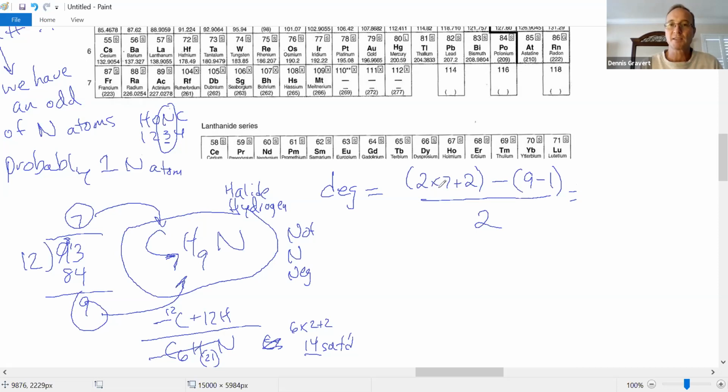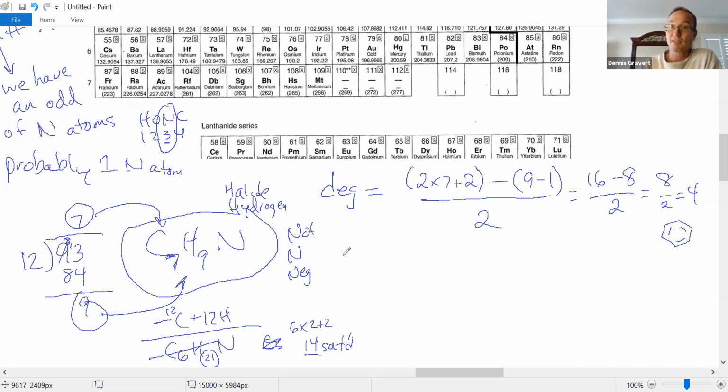Now we do the math. 2 times 7 is 14, plus 2 is 16. 9 minus 1 is 8. 16 minus 8 is 8. Divided by 2 equals 4. Red flag. I suspect benzene, because that's 4 degrees of unsaturation. But it doesn't have to be, right?